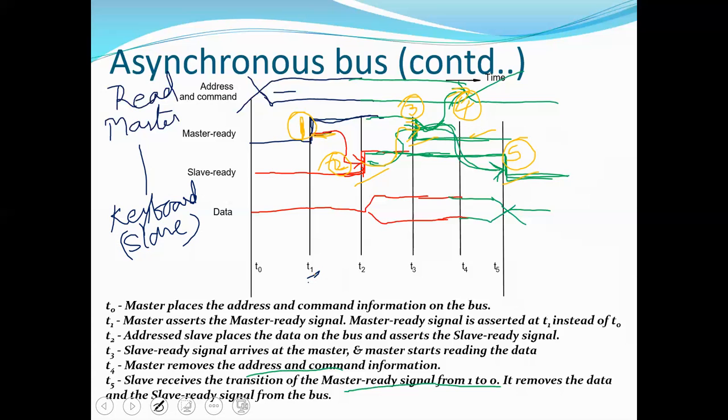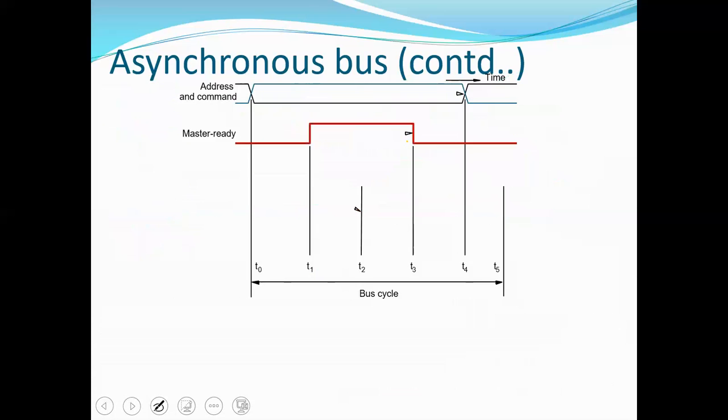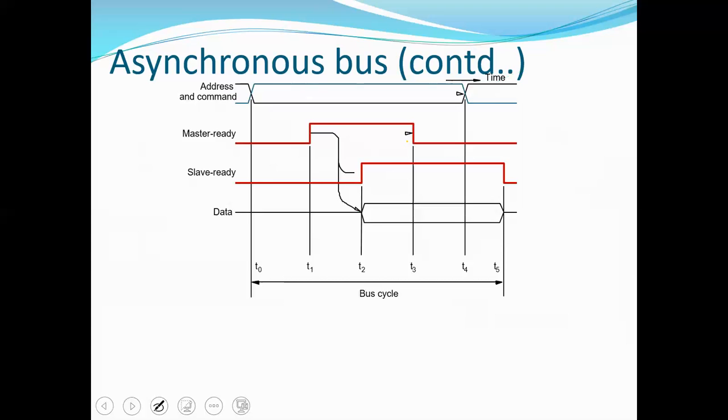We'll just see the animated images. The address is put, and the master becomes ready. Once the master becomes ready, the slave recognizes the address and the slave is ready. The slave puts the data on the data bus. Once the slave is ready by putting the data, the master ready signal comes down.